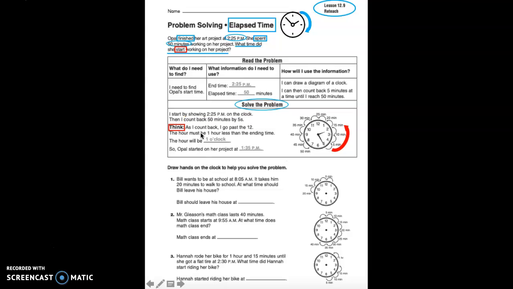Think, as I go back, I pass the 12. So 5, 10, 15, 20, 25, 30, 35. Now I pass the 12. The hour must be 1 hour less than the ending time. So the hour will be 1 o'clock. So we started at 2 o'clock, but now that we've passed the 12, it's going to be 1. So Opal started her project at 1:35.